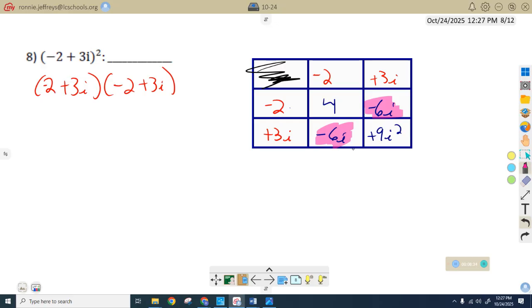All right. So, remember, when you do the box method, those numbers on the diagonal, those combine. All right?